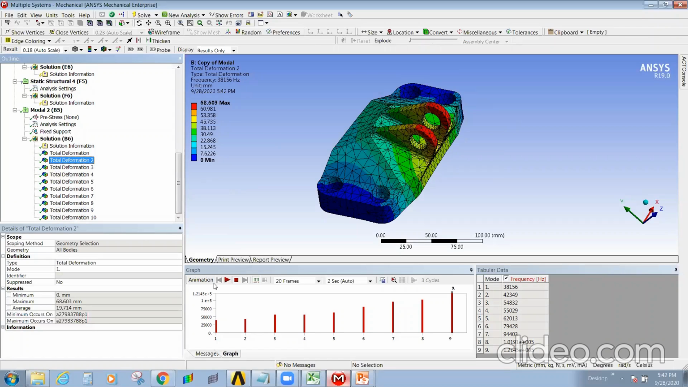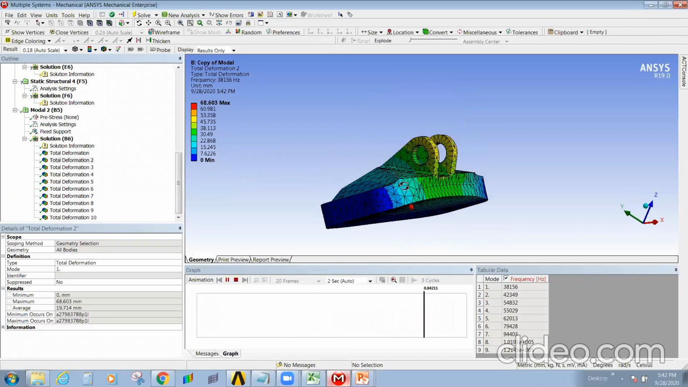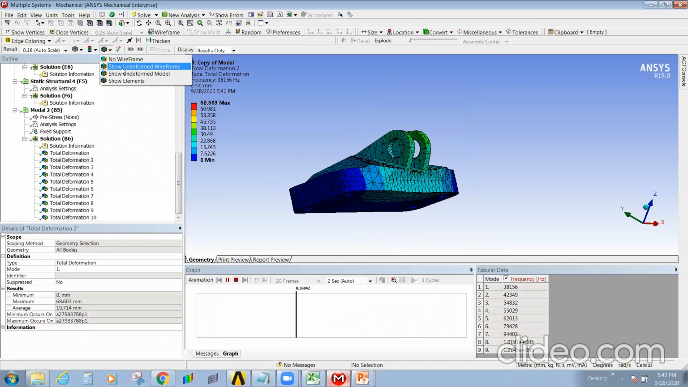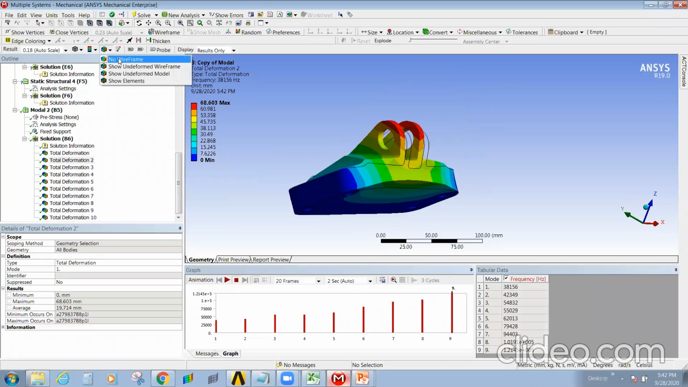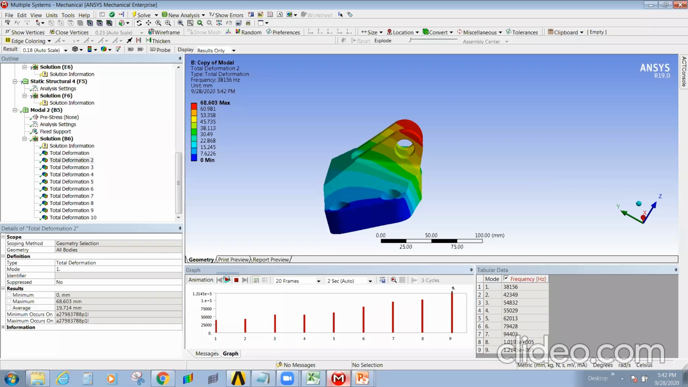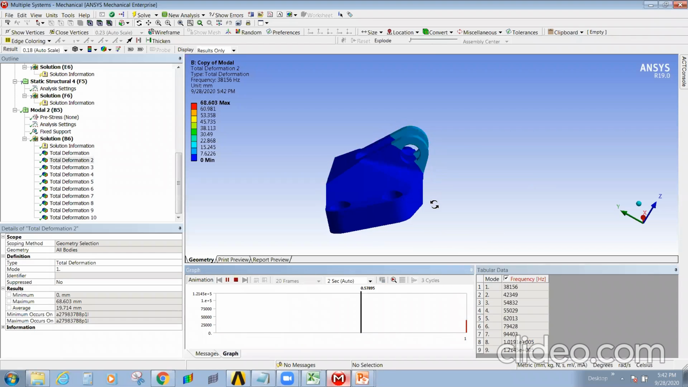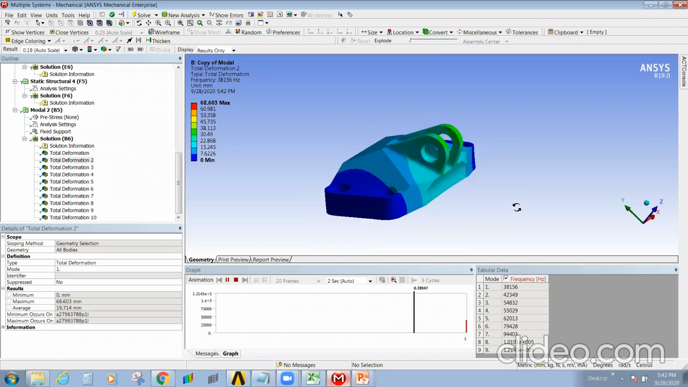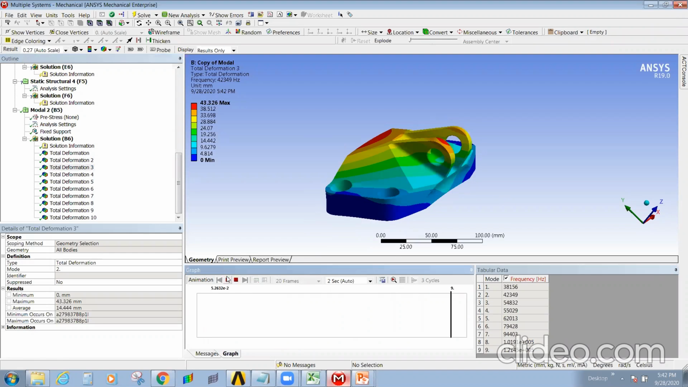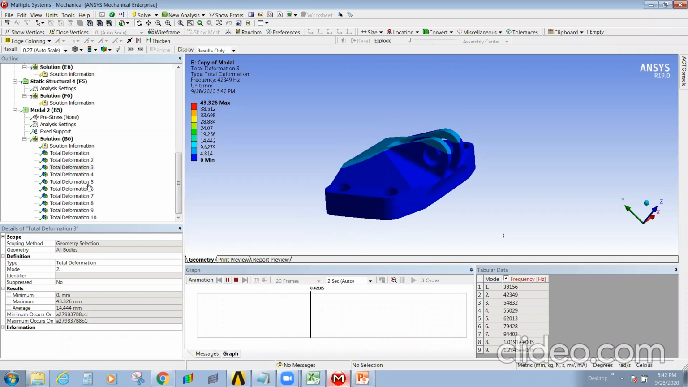So first, for the low, your body will be in wireframe. I'll take, let's say, wireframe. You can see your first mode, and the second mode will be in other directions. Okay, third mode.